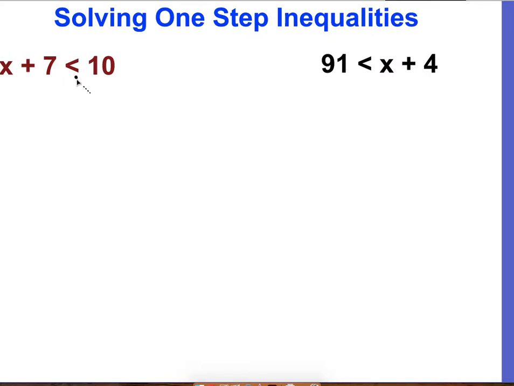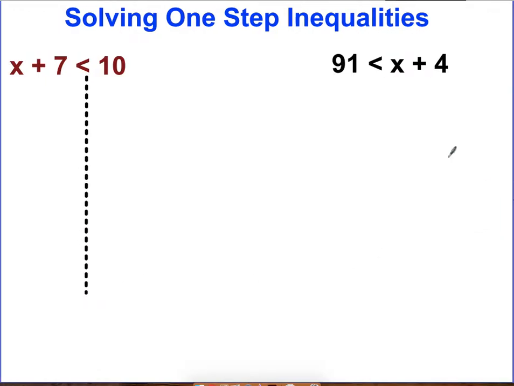So we're going to go ahead and draw a line down the inequality sign here, look for a variable, and we'll do the inverse operation here. So inverse of plus 7, I would do minus 7 on both sides. When we do that, we get x is less than 3.